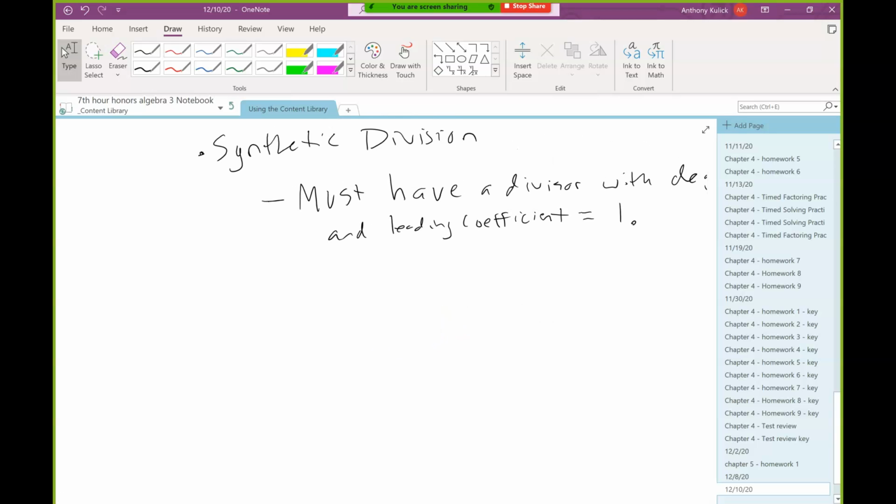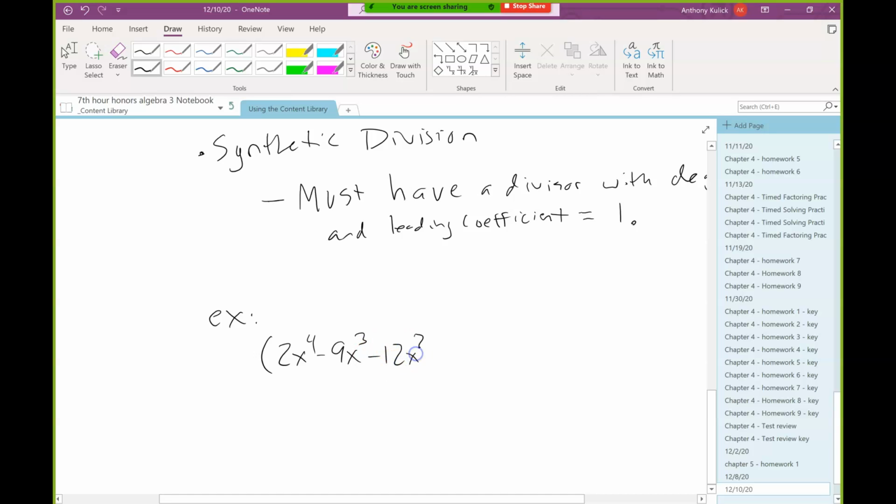So let's do an example here. Since we've done 8 in the homework, and then again as an example problem here just a moment ago, let's show you guys how to do the synthetic division using number 8.